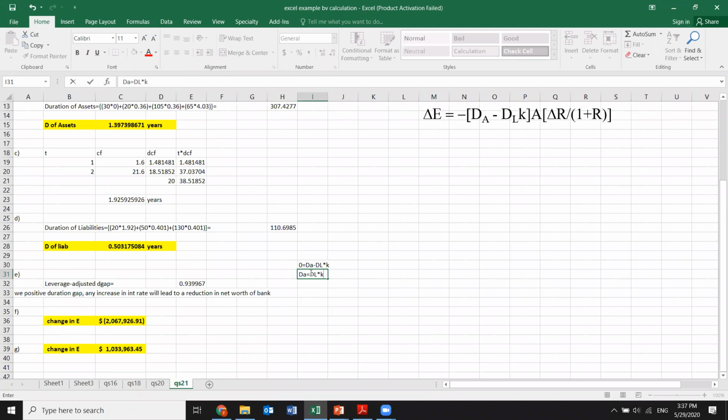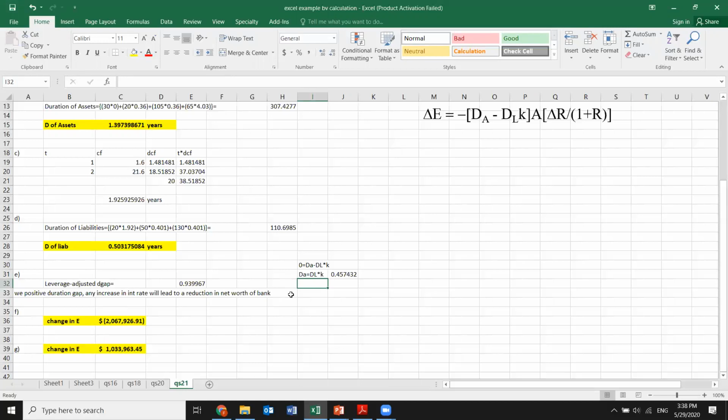Your average duration of liabilities is here, and the k you can calculate is 200 over 220. So let me calculate here. This times 200 divided by 220. Okay, this is how much your asset duration should be in order to make the duration gap equal to zero.